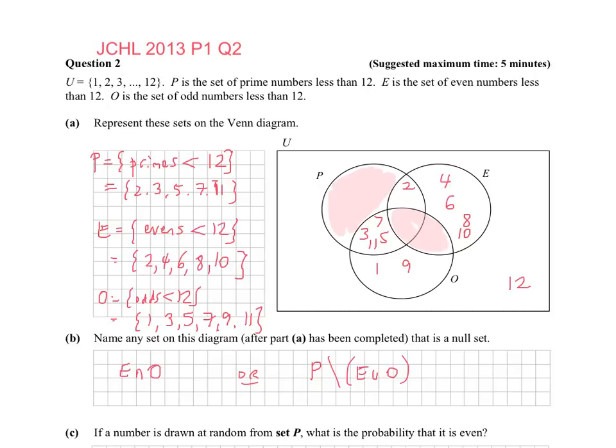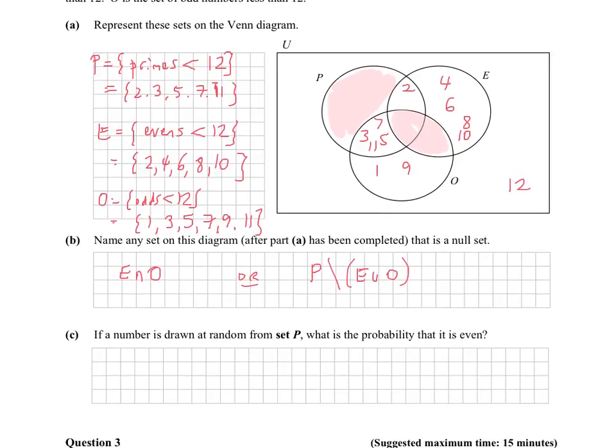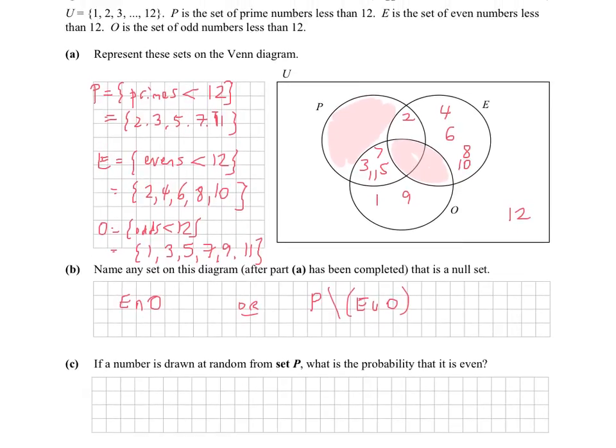Moving on to part C, we're asked about picking a number at random from set P. So we're talking about this set here, P only. There are 1, 2, 3, 4, 5 elements. And what's the probability that the number would be even? Well, how many are even out of that set of numbers? It's 1 out of 5. So the probability would be 1/5. You can write 20% or 0.2 if you wish.